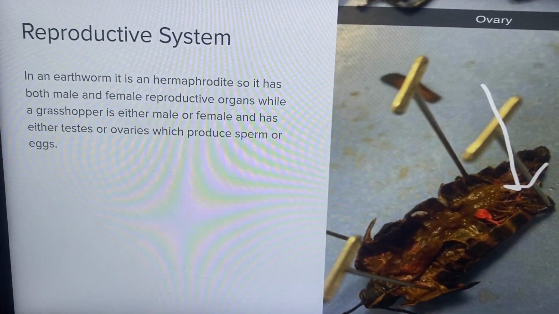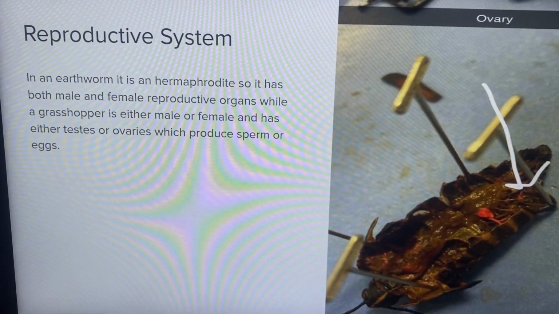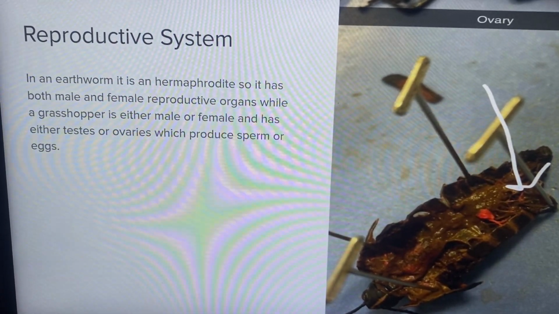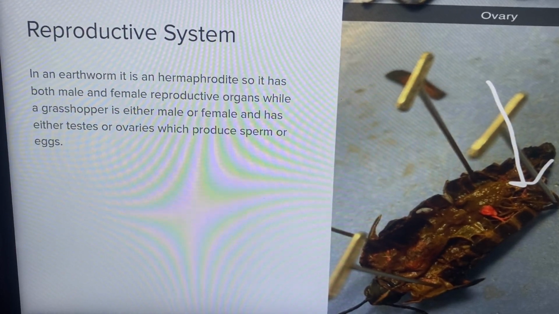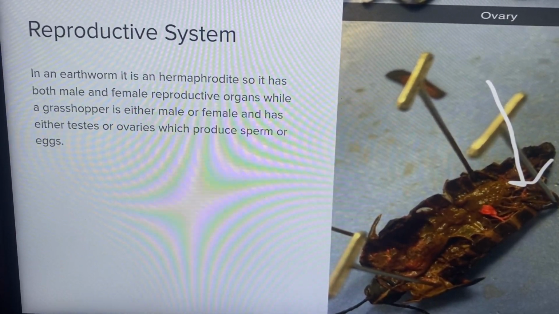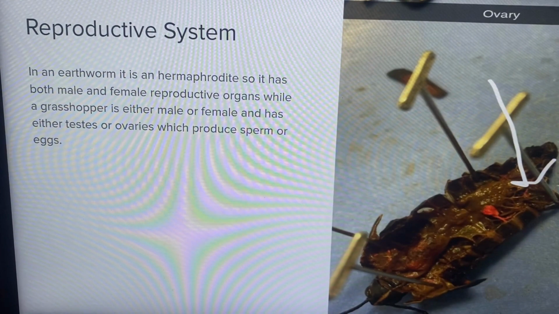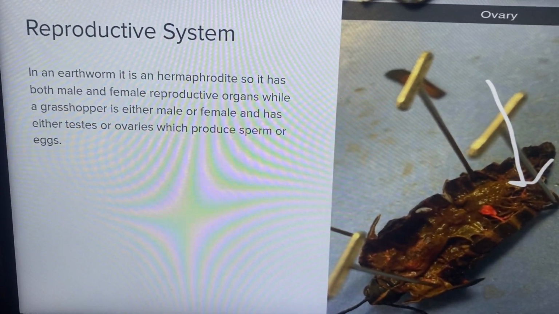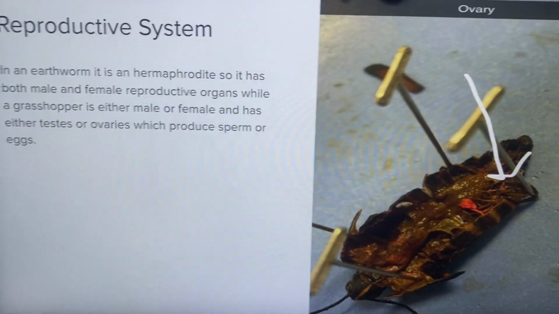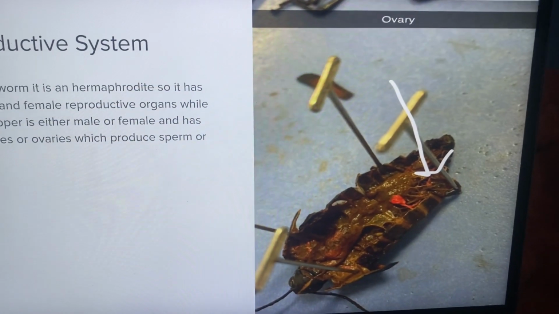And then for the reproductive system, in an earthworm, it's a hermaphrodite, so it has both male and female reproductive organs, while a grasshopper is either male or female and has either testes or ovaries which produce sperm or eggs. And then we can see here my little picture for it.